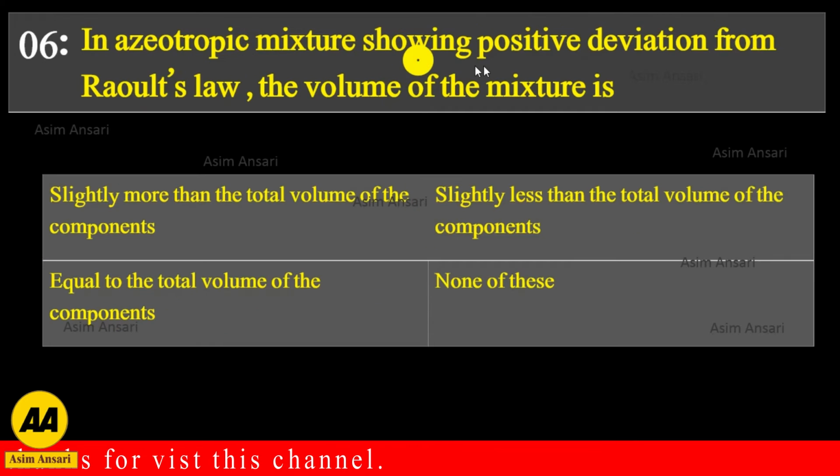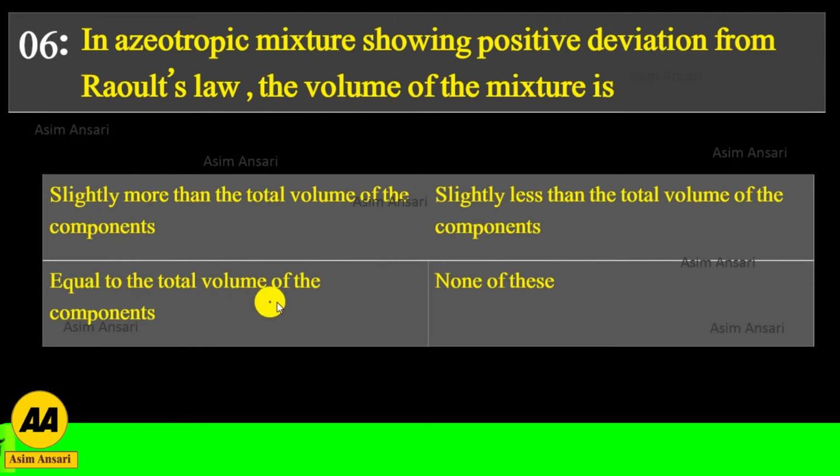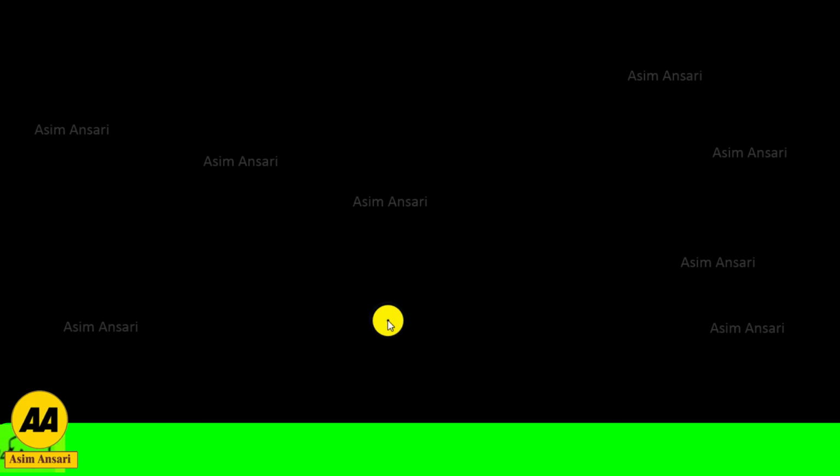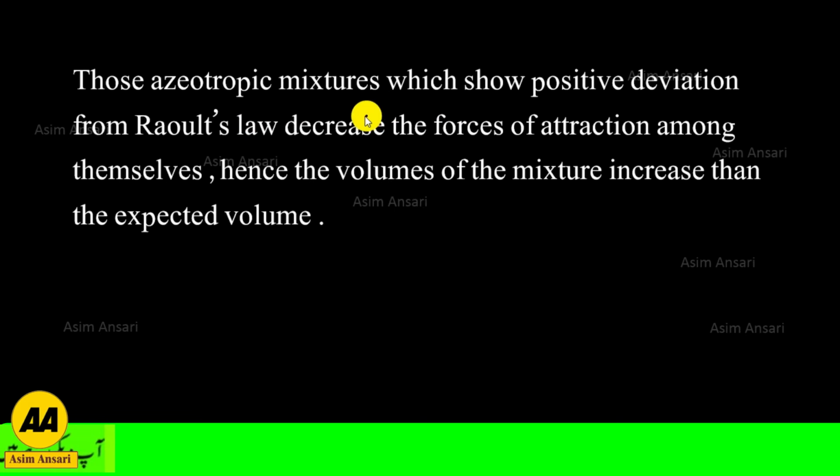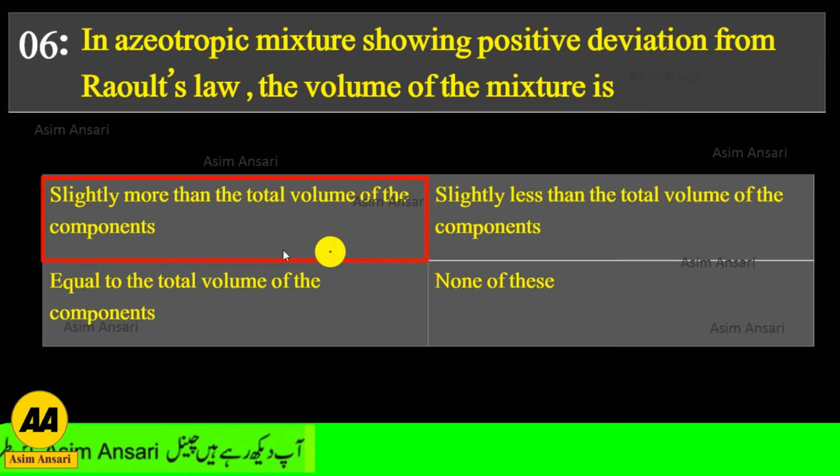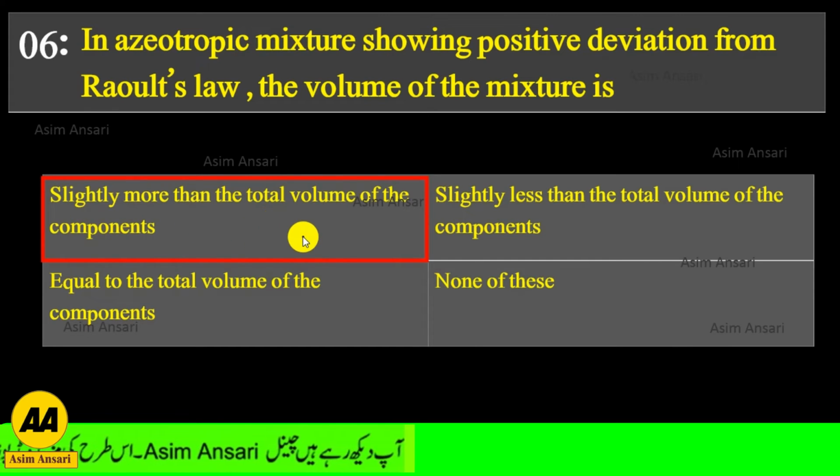In an azeotropic mixture showing positive deviation from Raoult's law, the volume of the mixture is: slightly more than the total volume of the components, slightly less than the total volume of the components, equal to the volume of the components, or none of these. Those azeotropic mixtures which show positive deviation from Raoult's law have decreased forces of attraction among themselves, hence the volume of the mixture increases beyond the expected volume. So the exact answer is: the volume of the mixture is slightly more than the total volume of the components.